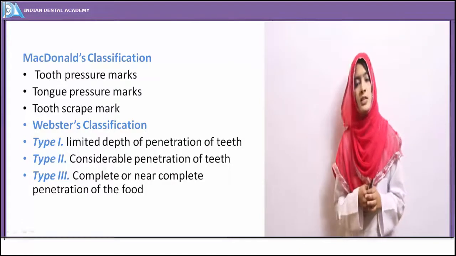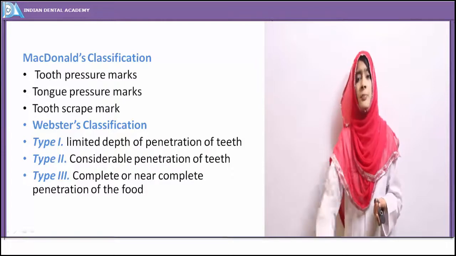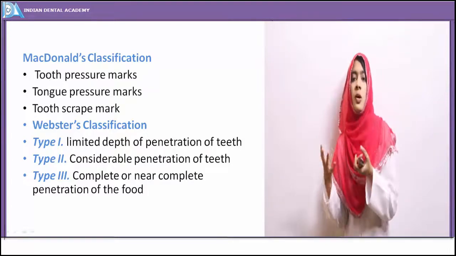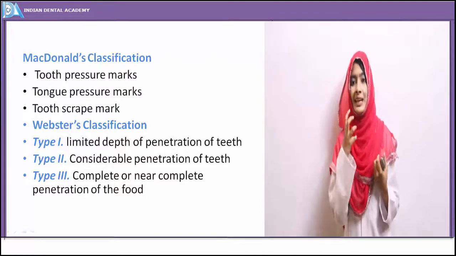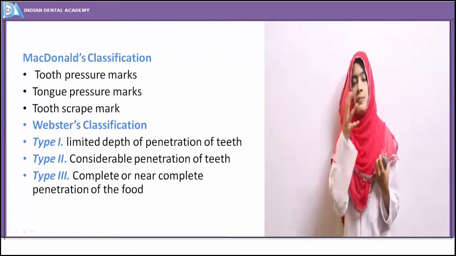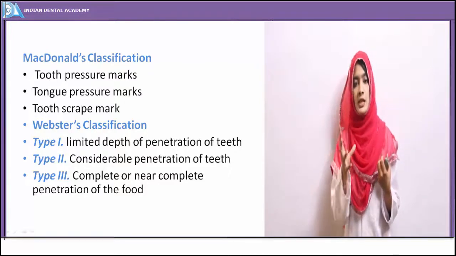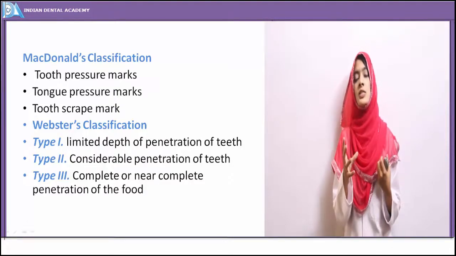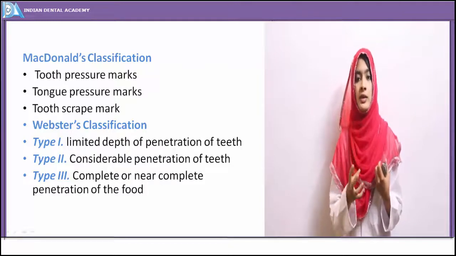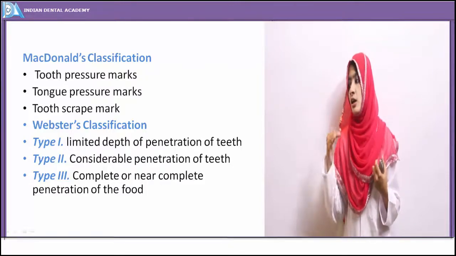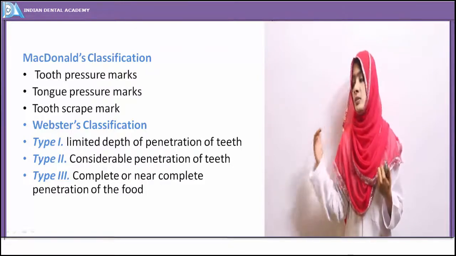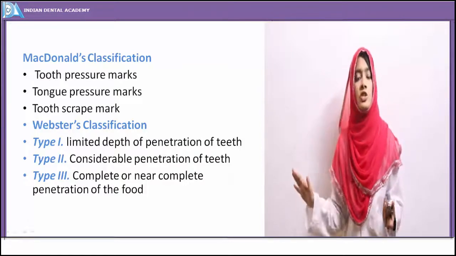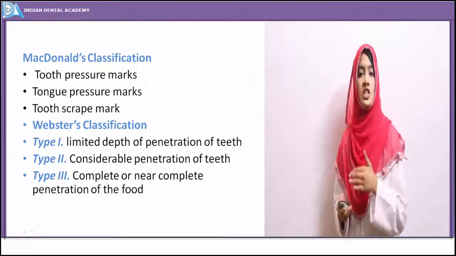Type 2 bite marks show considerable depth of penetration of teeth. Suppose the suspect, in a case of robbery, bites an apple and leaves his marks on it. An apple is a harder substance, so all of the teeth penetrate and show considerable depth of penetration. Type 3 includes substances which show complete or near complete penetration of the food. This is seen in the case of cheese.